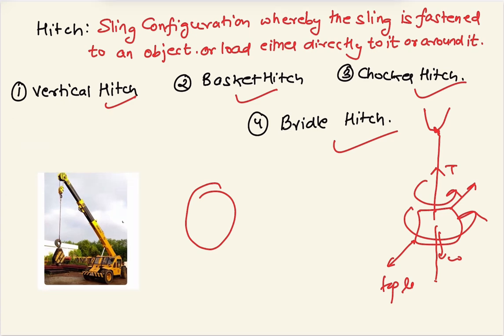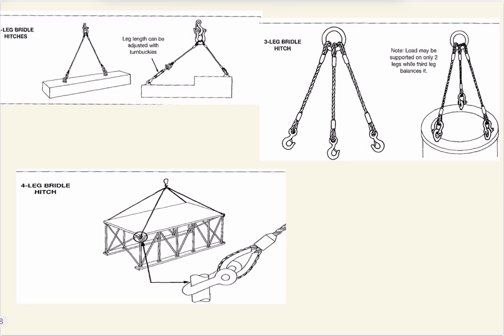Now we will move to the bridle hitch and later understand the other hitches. The second is the bridle hitch. The bridle hitch is like this. Here it is a two-leg bridle hitch, where two slings are being used. If the object has uniform geometry it is fine, but sometimes the geometry is not uniform, then we either have to adjust the length using turnbuckles, or you can have slings of different lengths. So this is the case of the two-leg bridle hitch.